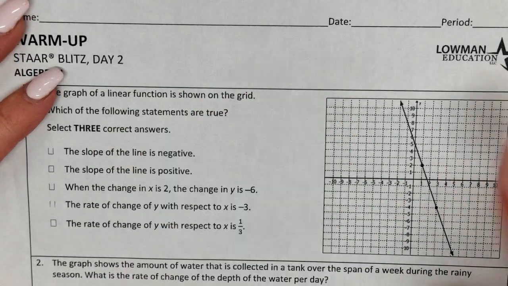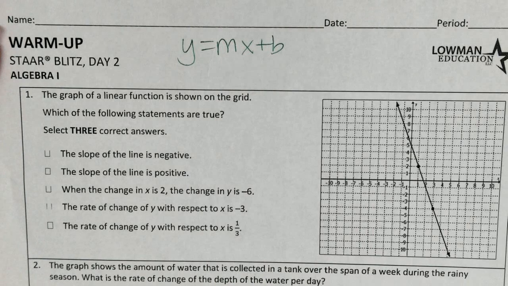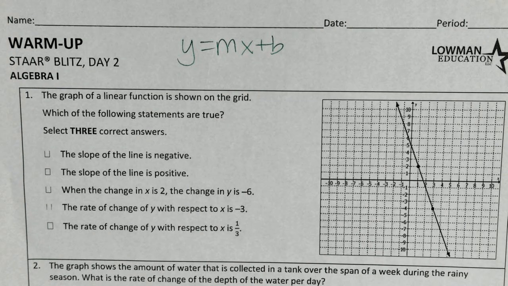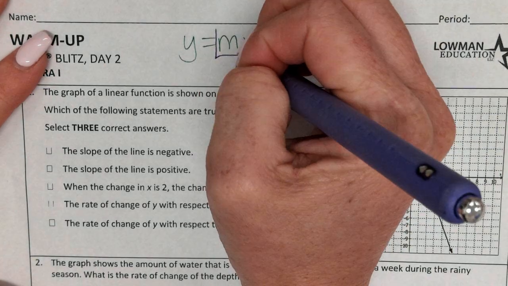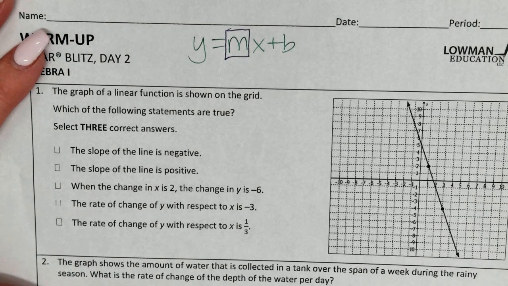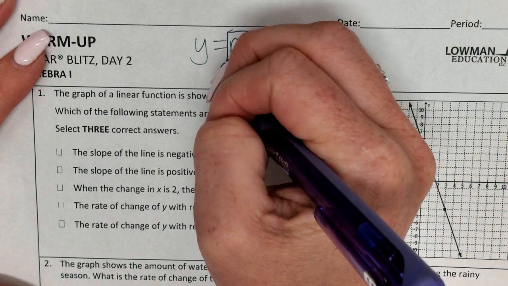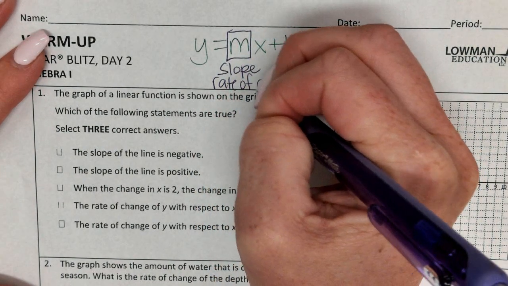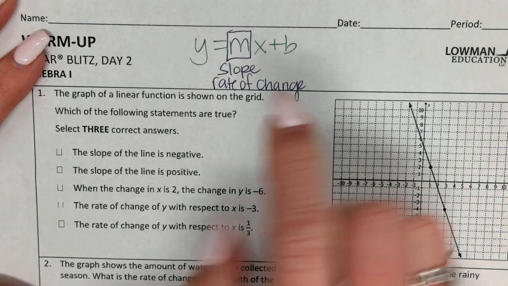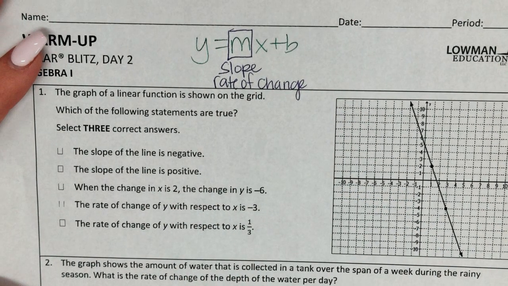So at the top of your paper, I want you to write y equals mx plus b. Okay, I want you to box in the m. What is the m in this linear equation? It is the slope. It is also known as the rate of change. And so that's the main topic of today's assignment and today's lesson, okay?